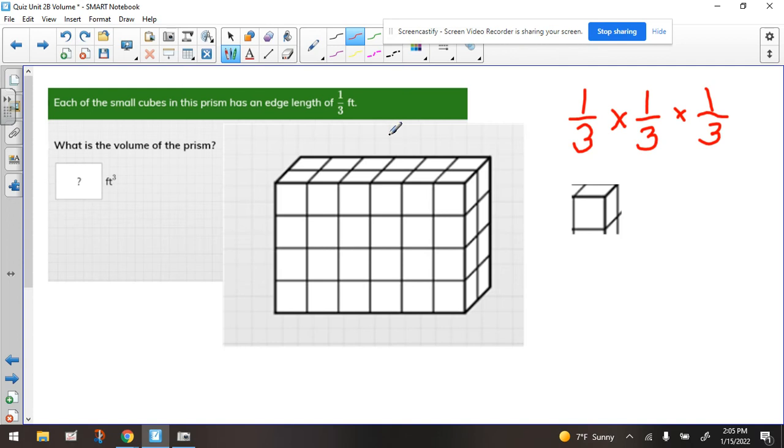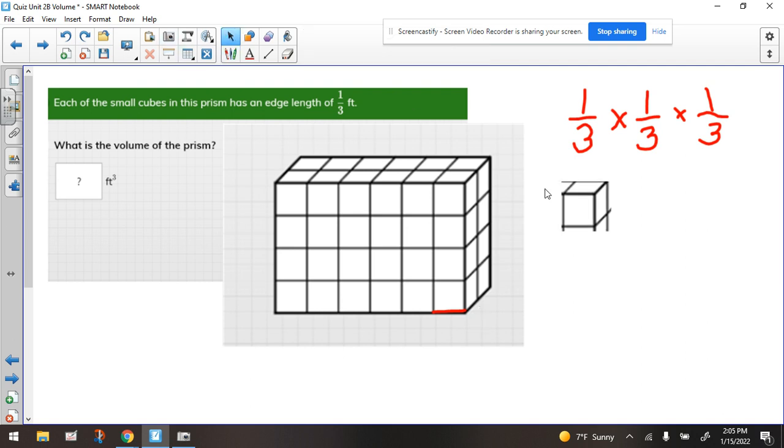Hey everybody, we're looking at a kind of a tricky question. It says each of the small cubes in this prism has an edge length of 1/3. So that means that this line right here is 1/3. There are a couple approaches that we could use to figuring this out.